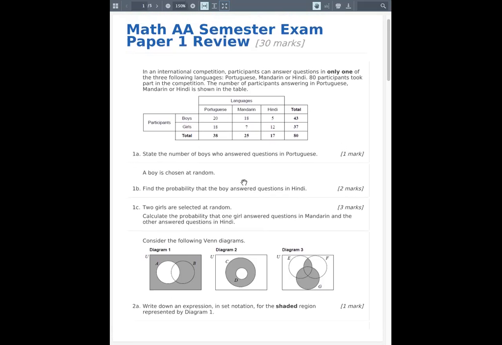Okay, a boy is chosen at random. Find the probability that the boy answered questions in Hindi. Since we are looking at only the boys, the total would be 43. So that would be the denominator. And then since the condition is that he answered questions in Hindi, it would be 5 as the numerator. So the answer would be 5 over 43. Or you could also put that into decimal form, which is 0.116279.